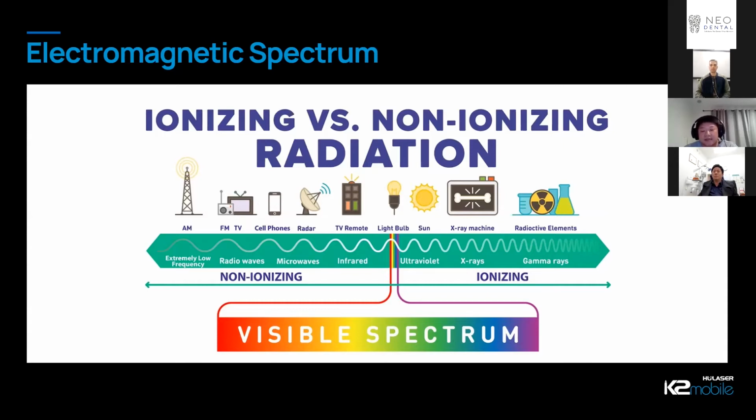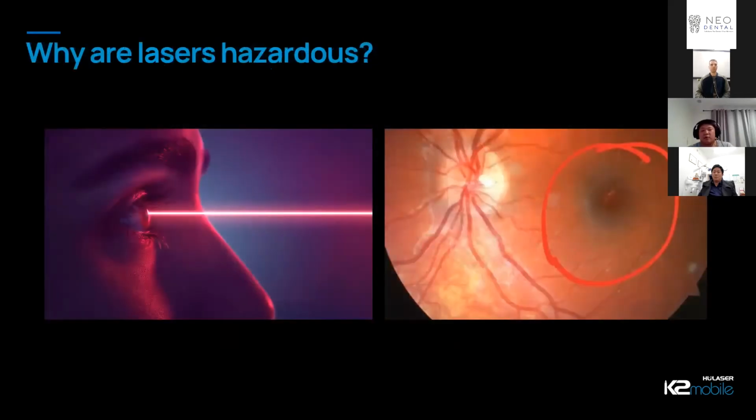And the diode lasers, which I'm going to talk about tonight, fall just outside that visible spectrum at around 800 to 1,000 nanometers. So the lasers are on the non-ionizing side, meaning that it can't damage the DNA no matter how much we use it. But then why are lasers hazardous? It's because the beam can be focused into a very, very tiny spot, which causes intense effects that, like I suggested before, can be direct or scattered or reflected radiation.